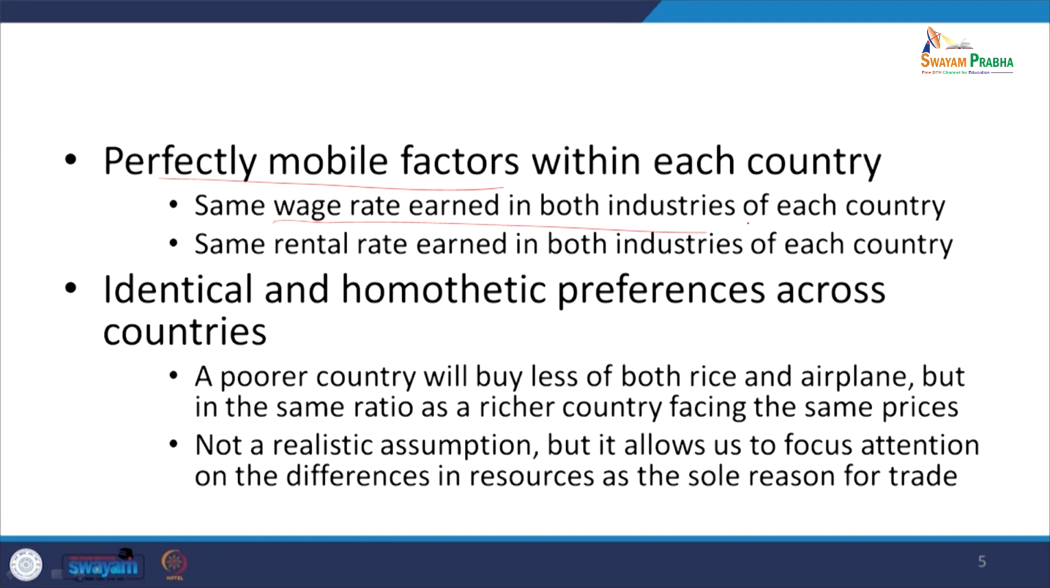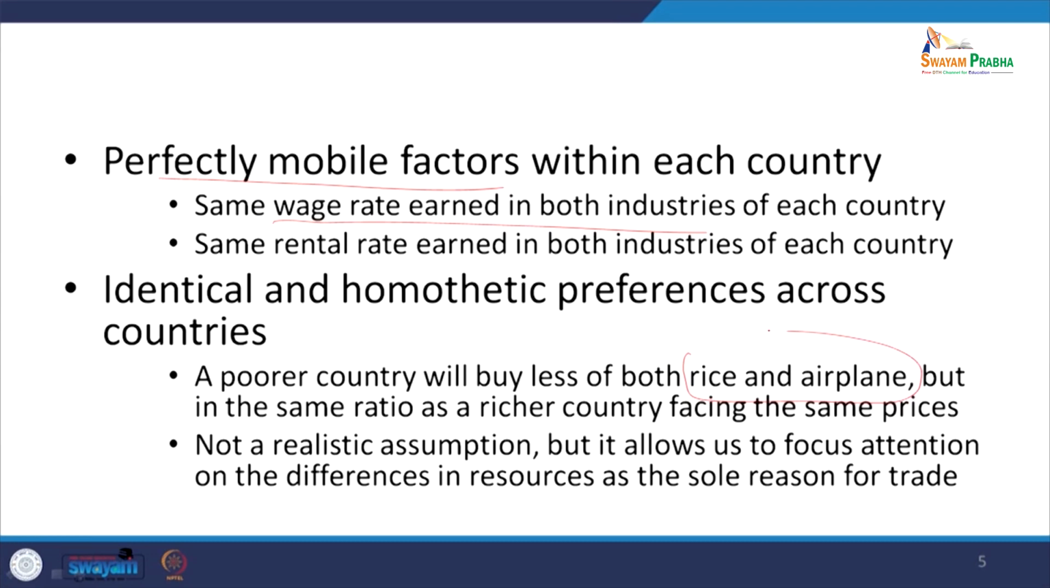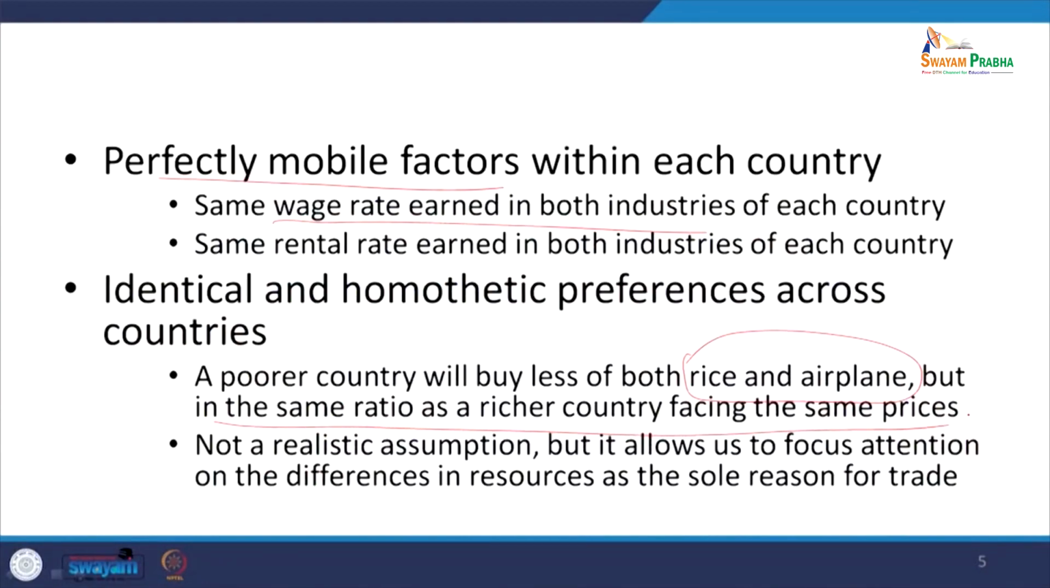Identical and homothetic preferences across countries. It means the poorer country will actually buy less of both rice and airplane, if you are taking two products, but in the same ratio as a richer country facing the same prices. So, the poorer country will buy less in quantity, but the ratio is the same for the small and big country.